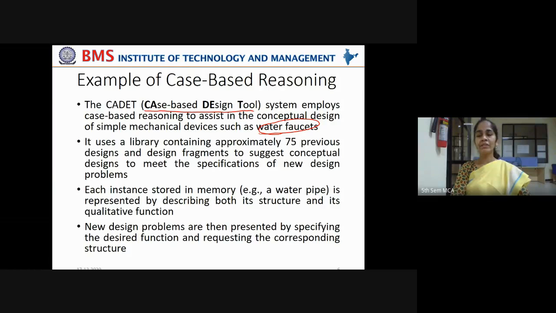Right? In that way, this library can be used or it can be incrementally developed, meaning adding new designs to it. Right? Each instance stored in memory, say a water pipe, is represented by describing both its structure and its qualitative function. Okay? How are the designs stored? For the water taps, the designs are stored both with respect to structure, what is the structural design, and what functionality it is fulfilling.